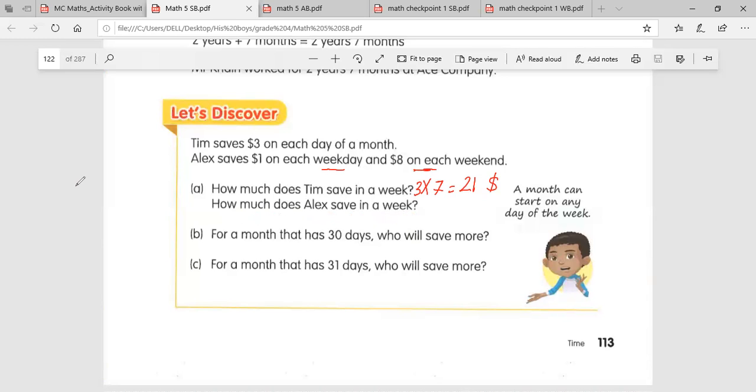So one week, Aser, one week equals seven days. Yes. Okay. Excellent. Seven days. Okay. Aser only. Aser, how many days for the weekend?